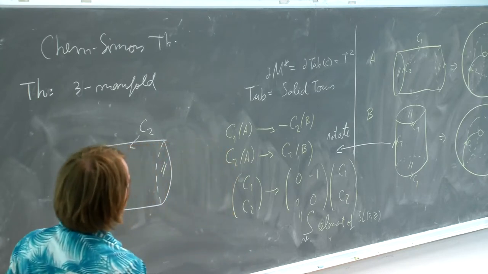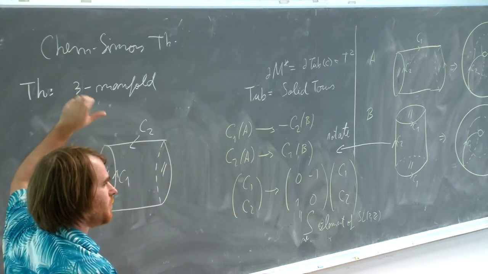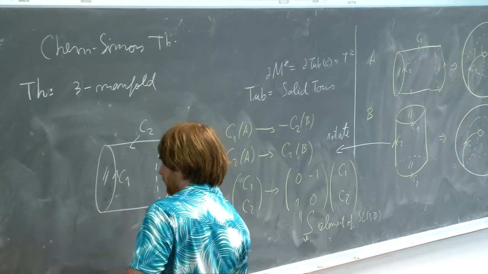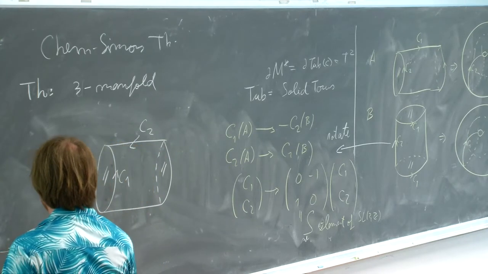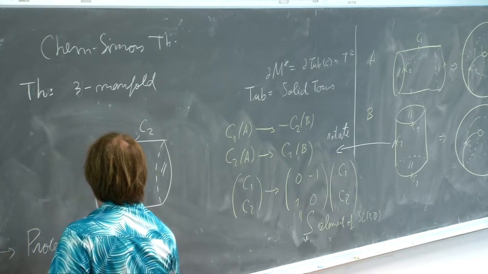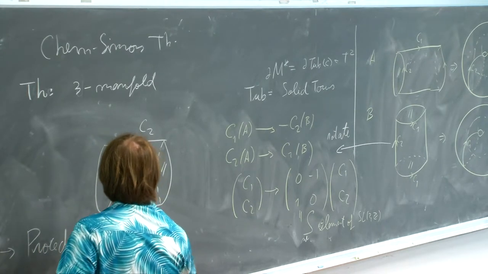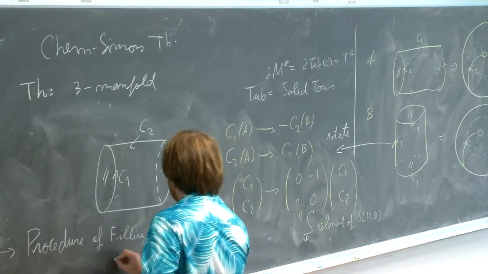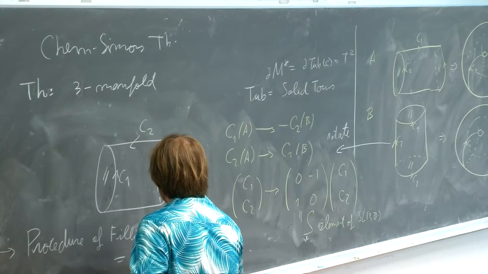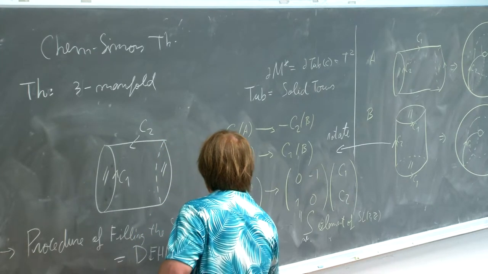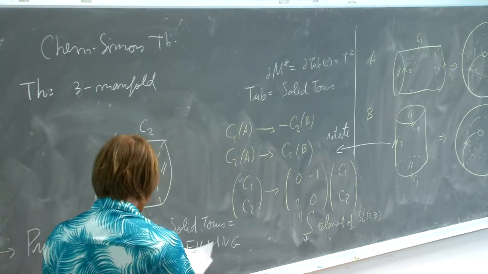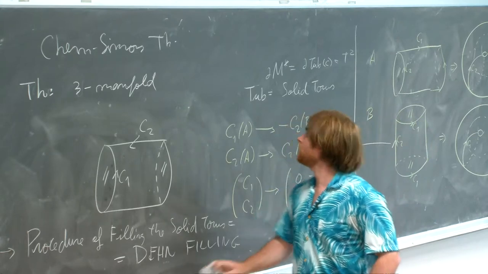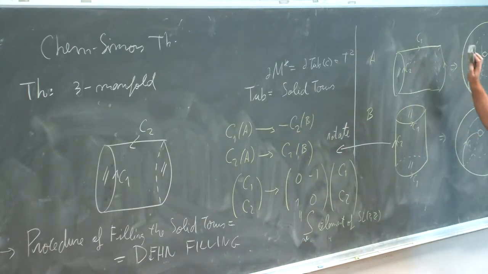So this idea of filling the torus with choosing a different cycle on the boundary is called the Dehn filling procedure. So I'll put here, procedure of filling the solid torus. So then, I think I can erase this.